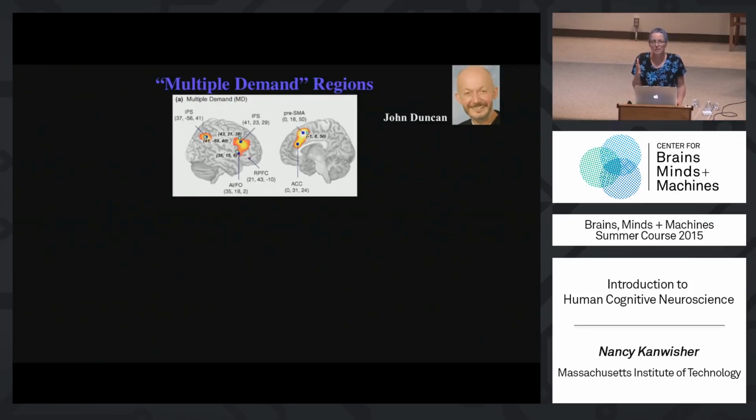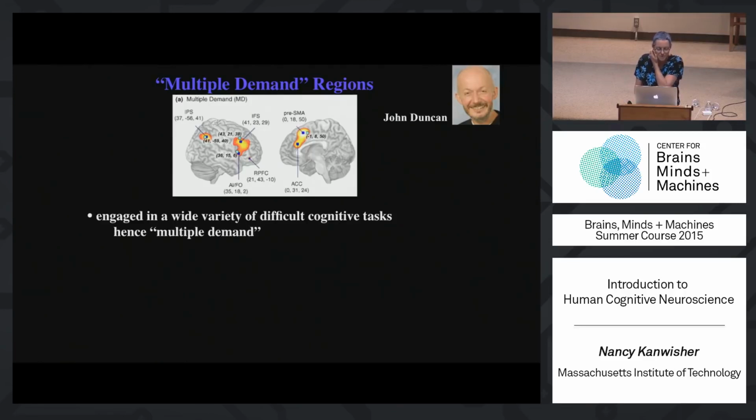Anytime you increase the difficulty of a task, whether it's perceptual or high-level cognitive, those regions turn on differentially. And so that's why he calls them multiple demand. They respond to multiple different kinds of demand. And so, right, Duncan argues that these regions are related to fluid intelligence. So remember Spearman, who I started with, who talks about the general factor G. Well, Duncan thinks that basically this is the seat of G, these regions here, to oversimplify his argument.